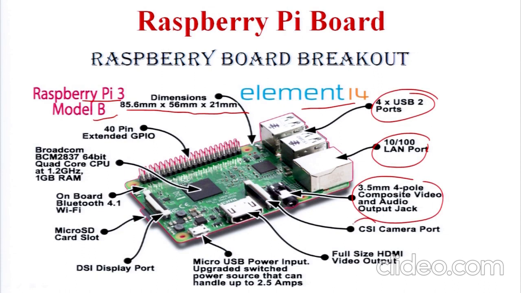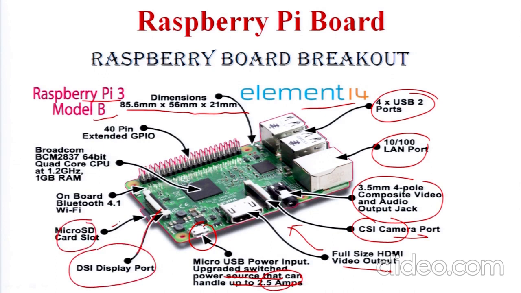It has a CSI camera port. Okay, it has a camera port as well. It has more functionality as compared to the Arduino microcontroller. You can see here, it has a full-sized HDMI port. It has a micro USB port, where the power can be inserted, and an upgraded switched power source that can handle up to 2.5 amperes. It has a DSI display port, and it has a micro SD card slot as well.